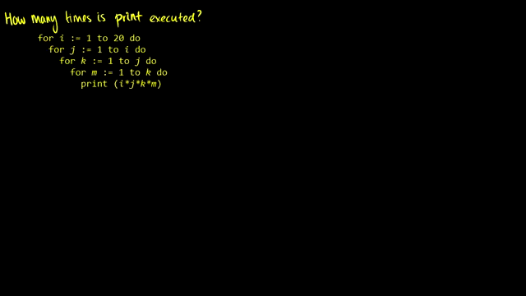First, I goes from 1 to 20. J goes from 1 to I, so whatever I is, it'll loop until it gets to the I value. K goes from 1 to J, so that'll loop until it gets to the J value. And M goes from 1 to K, so it will loop until it gets to the K value.